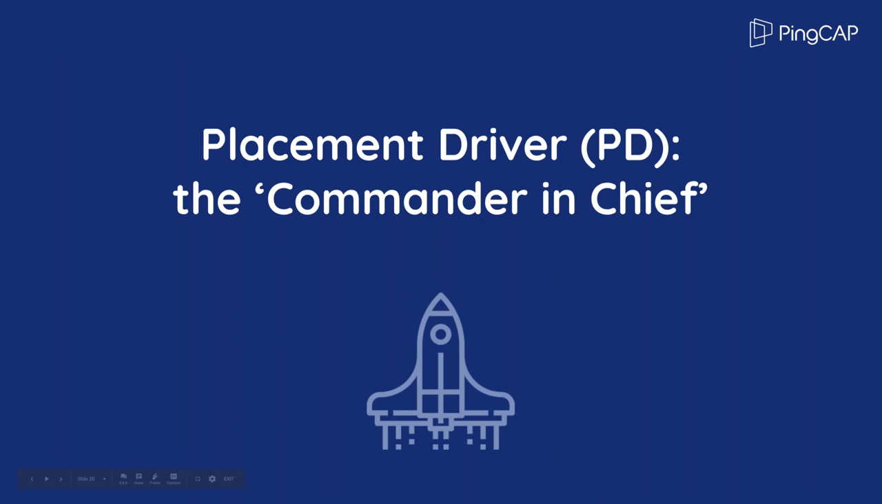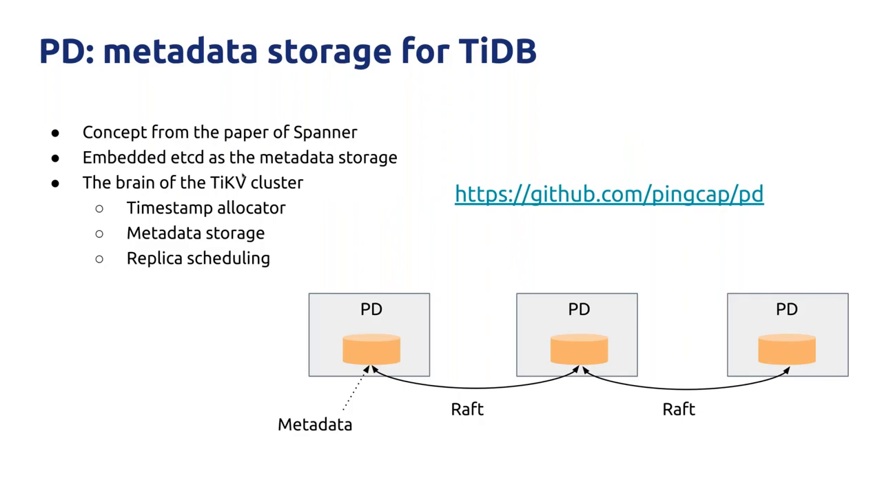The next one is PD. I think I have already mentioned it several times. The main purpose of PD is to store the metadata for every TiKV node. And PD stores this locality data, the metadata, in the embedded etcd. Etcd is a high availability key value store. We use the embedded etcd inside PD. And it also supports timestamps. It is also the timestamp allocator for the transaction layer.